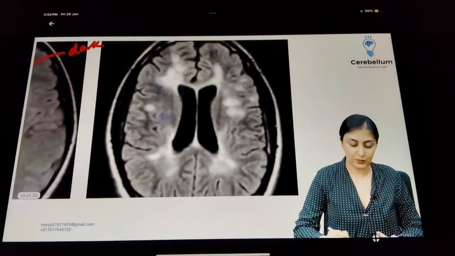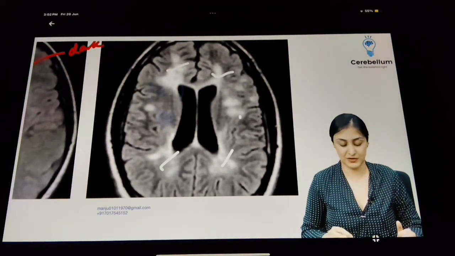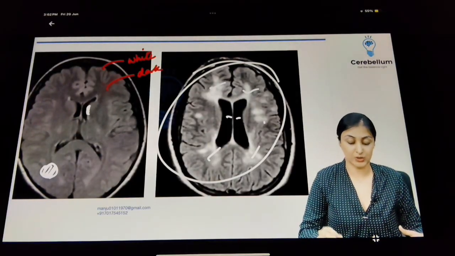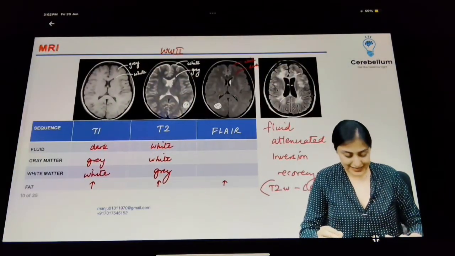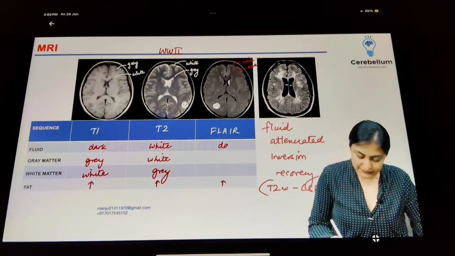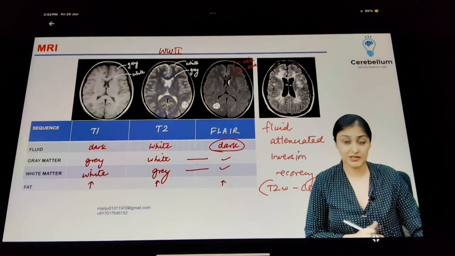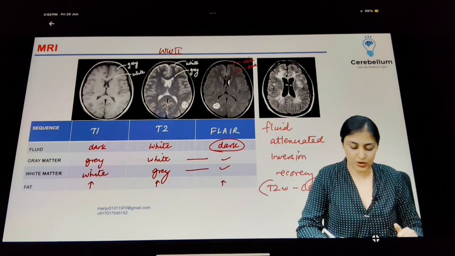Can you appreciate this now? Whatever is the edema, whatever is the pathology, just shines out because I've suppressed the CSF. The unnecessary whiteness of CSF I have suppressed while keeping the whiteness of the pathology, that is edema. Understood? So FLAIR, what is the only difference? The only difference is that the fluid here is dark, whereas gray matter, white matter is just like a T2 weighted sequence. Clear? So it's T2 minus CSF. And fat we saw is white on all.